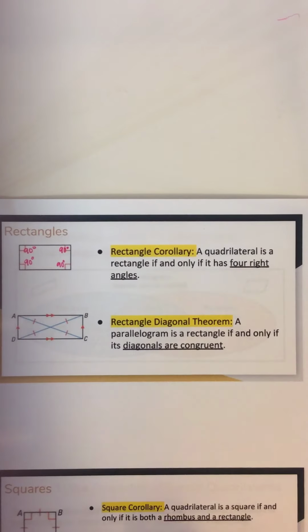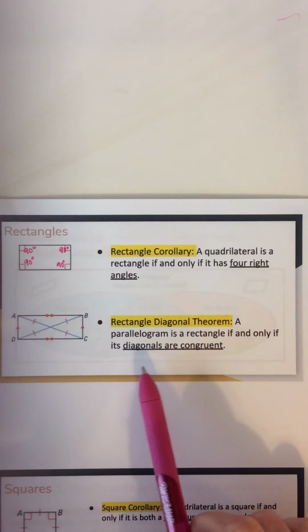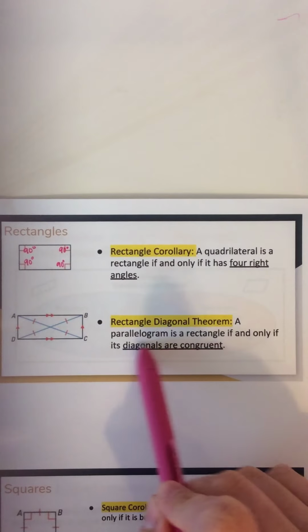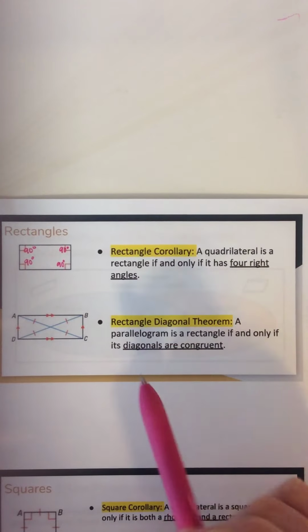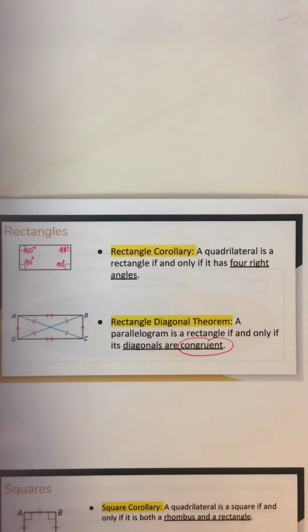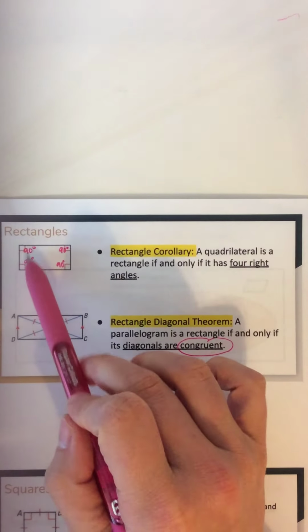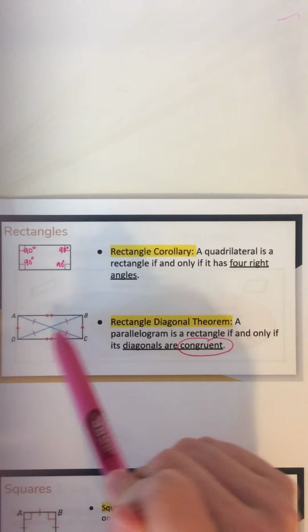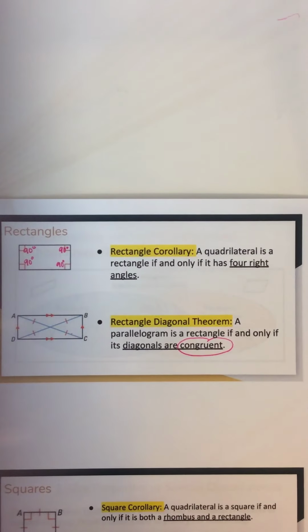And then it also has a theorem about its diagonals. A parallelogram is a rectangle if and only if its diagonals are congruent. So not only do they bisect each other, but they're also congruent, meaning they're the equal length. They're all going to be equal. Everything in a rectangle is equal. All the angles equal 90. Diagonals are the same as well.